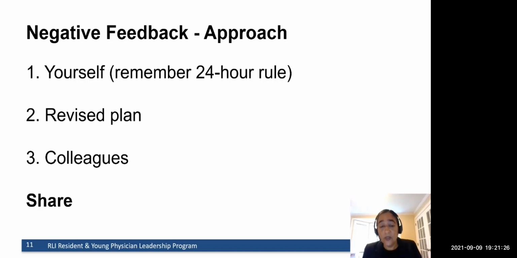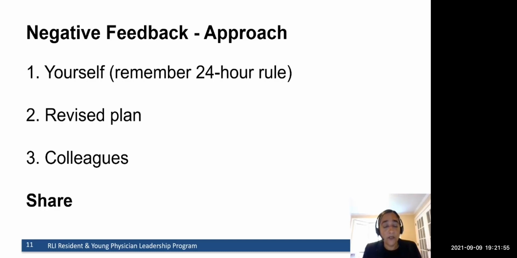Finally, make sure that you engage your supervisor and your colleague in this process. And by that I mean, when you make the changes, make sure that you circle back to your supervisor who gave you the feedback and ask them for further feedback. Did it make a difference? Have they had any more feedback from referring physicians? Again, you want to be as responsive as possible to the different kinds of feedback that you are getting.